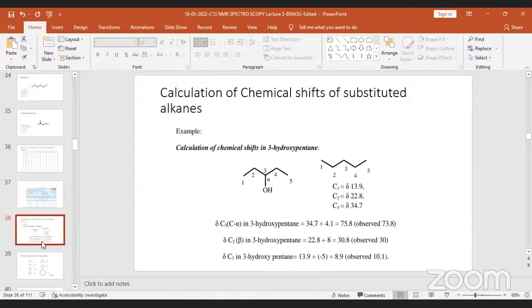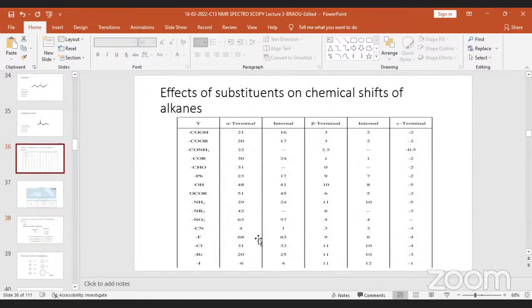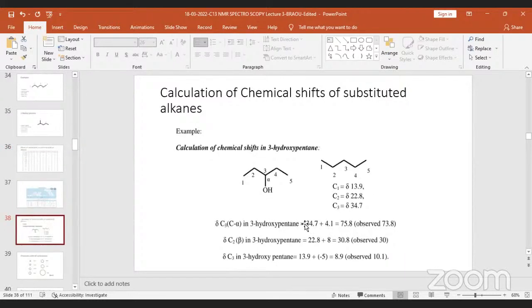In the same way, if it is fluoride, let's say we substitute OH with fluorine. Then what will be the value? It will be 68, 63 plus that value. Internal, the value is 63, and to this value we have to add. So, understood now? Yes, ma'am.